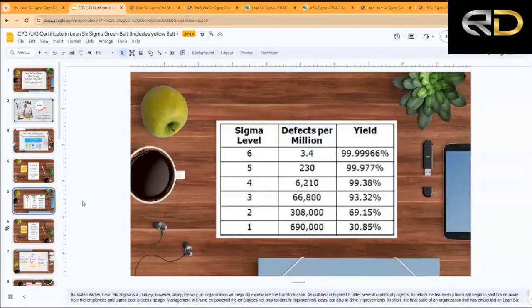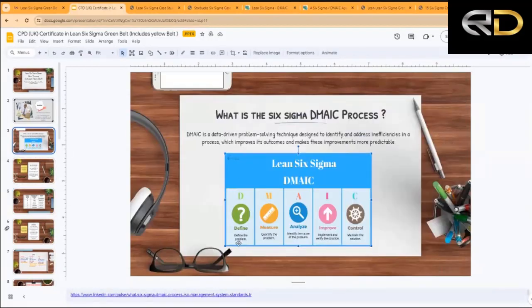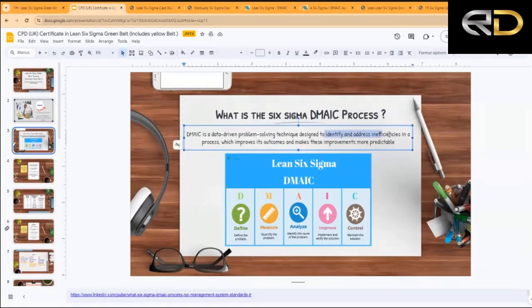So at this point now, I'm going to go back and we are going to start with the define stage. At this point, this is the first step that we do so that we can identify and address these inefficiencies in a process. So we are going to define the problem.